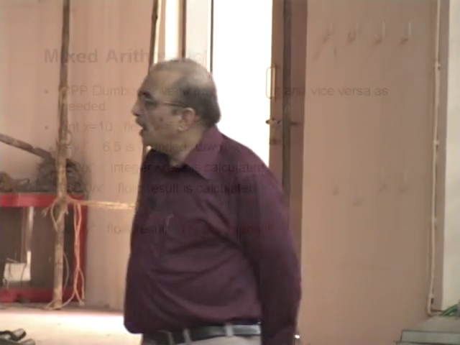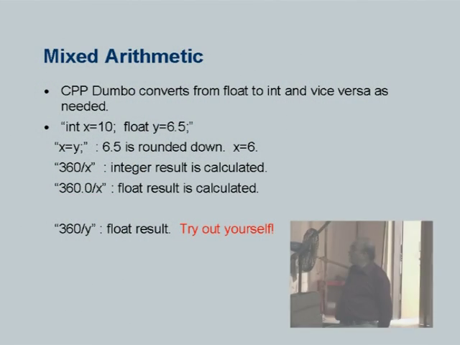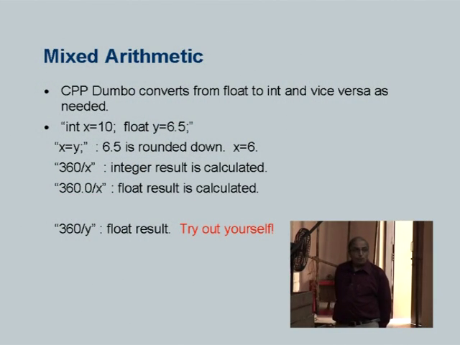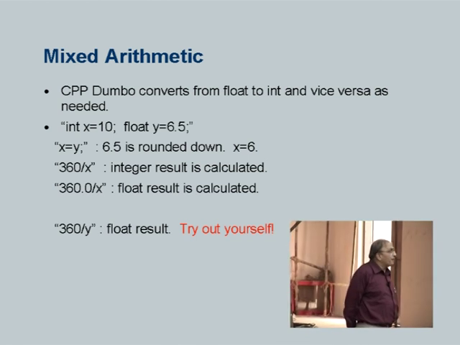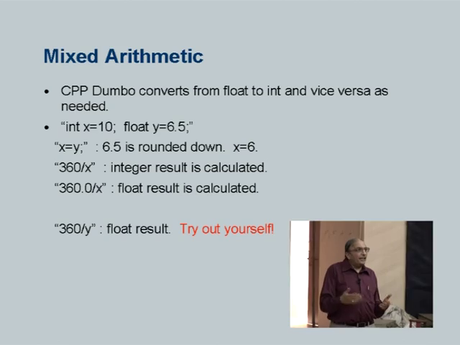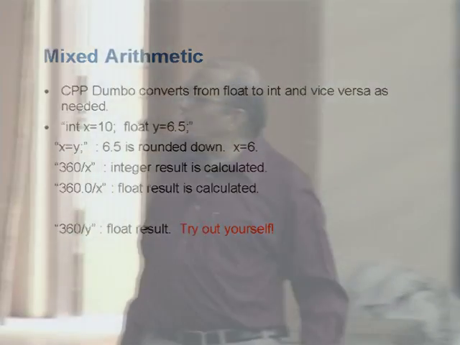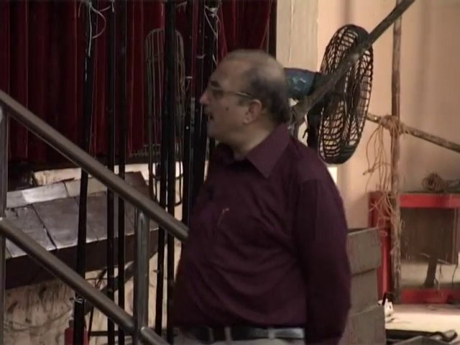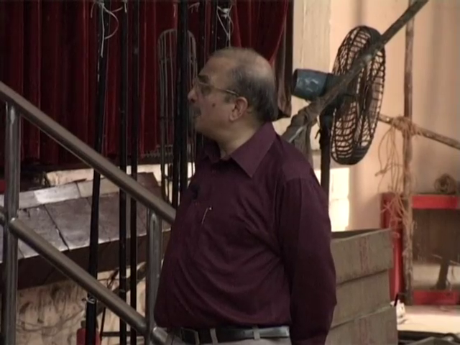So only the integer part is retained, the fractional part is simply forgotten. If instead I say 360 by x, note these are not to be considered as statements given in sequence. Each one is an independent statement. We are looking at what Dumbo will do anytime we give it either this or that. So don't execute them in sequence. With the values of x as 10 and y as 6.5, if I say 360 by x, an integer result is calculated because x is an integer and 360 is also an integer.